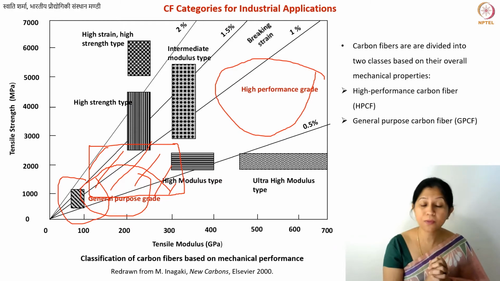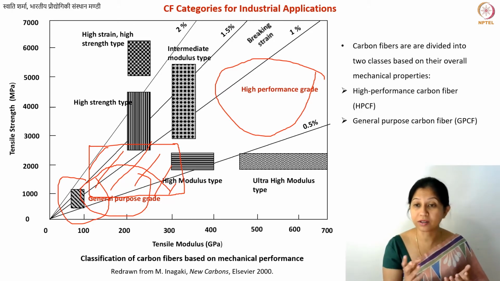Okay, now both general purpose and high performance carbon fibers are used for making composites, CFRPs as well as CFRCs. By the way, you can call these carbon composites CFRCs because, as I mentioned, they are mainly made of carbon fiber. So carbon fiber reinforced carbon.